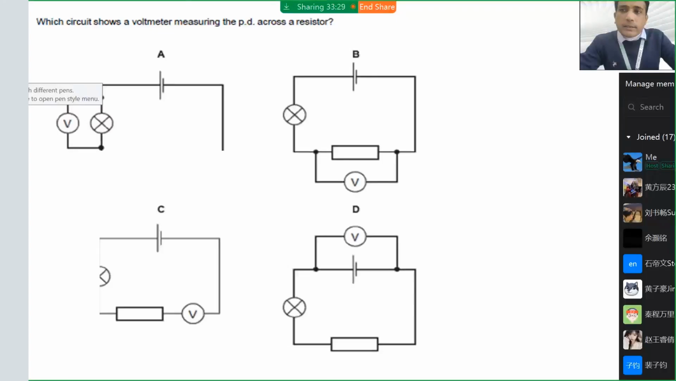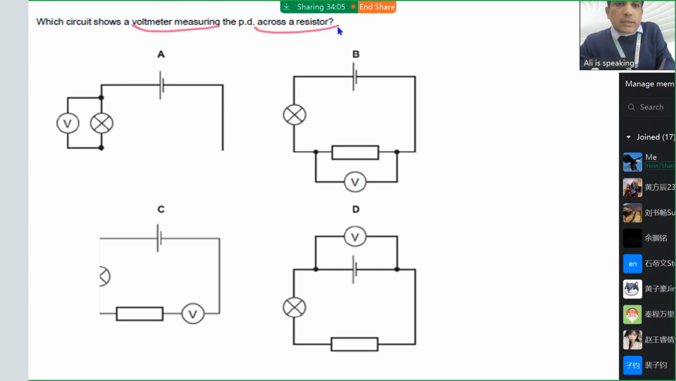Look at this question and try to answer it by yourself first of all. You have 1 minute. You can try to answer and then I will explain. You need to connect a voltmeter to measure potential difference across a resistor. So which one is the right answer? I hope for this question you will simply say the answer has to be B. This one is the right answer.